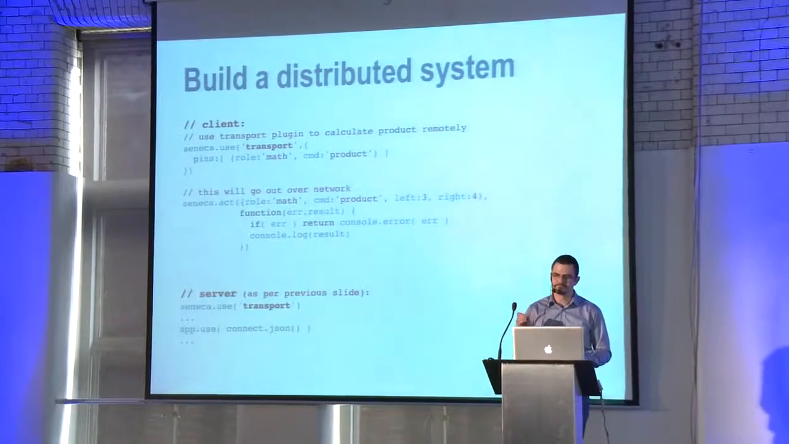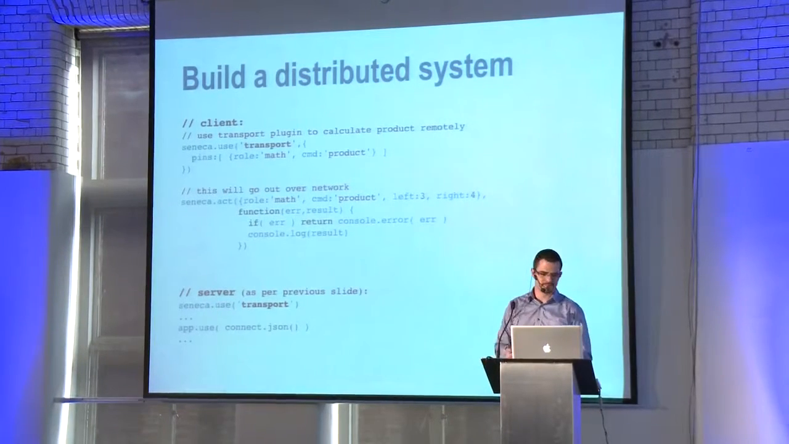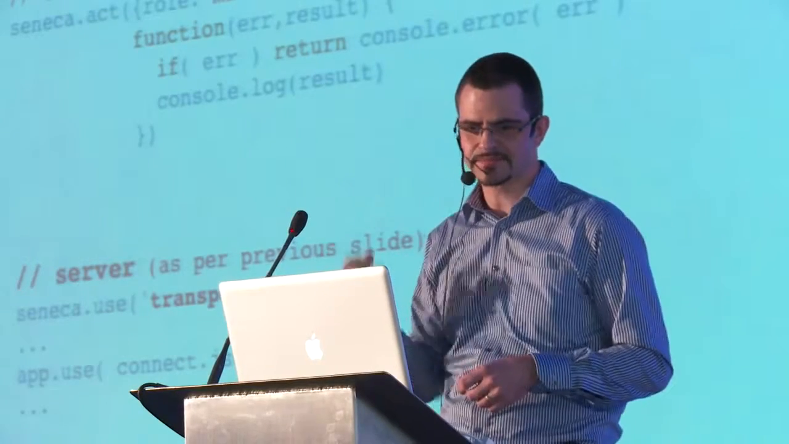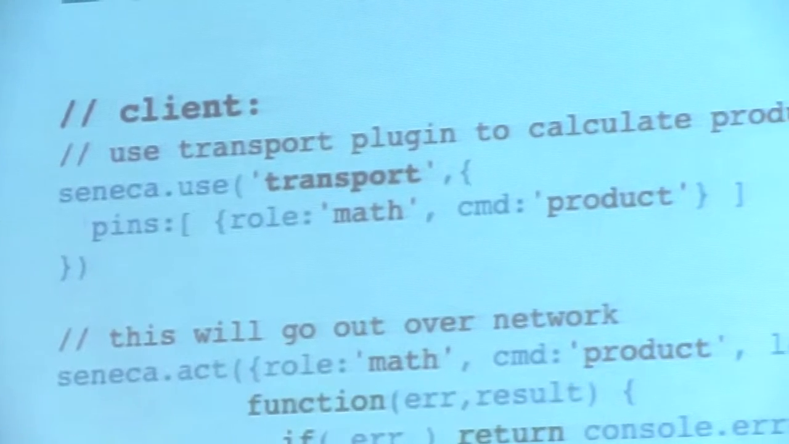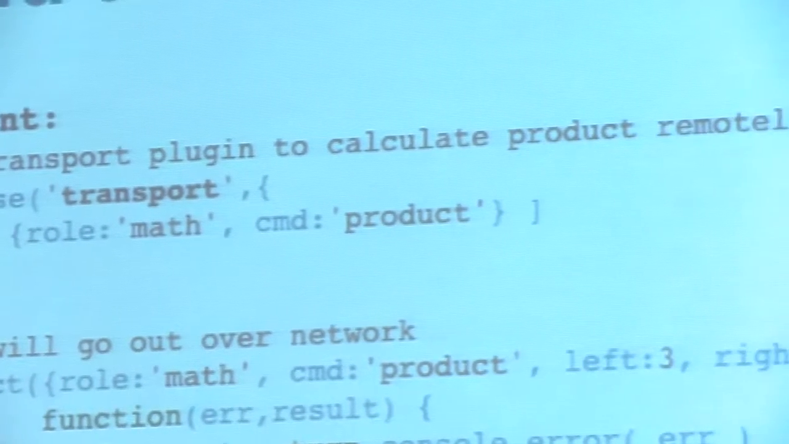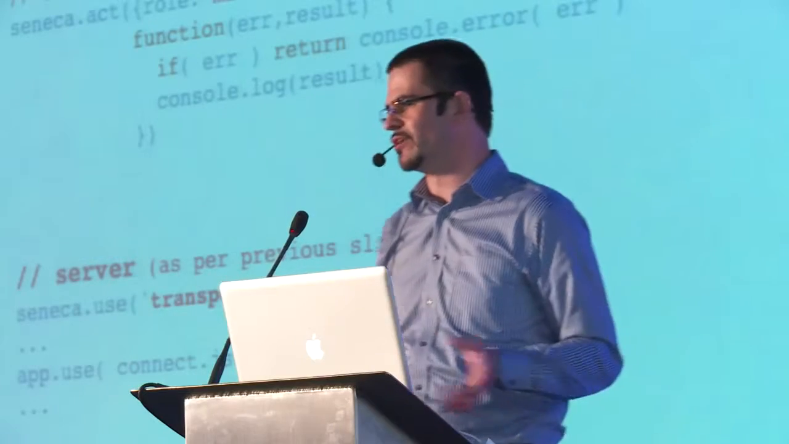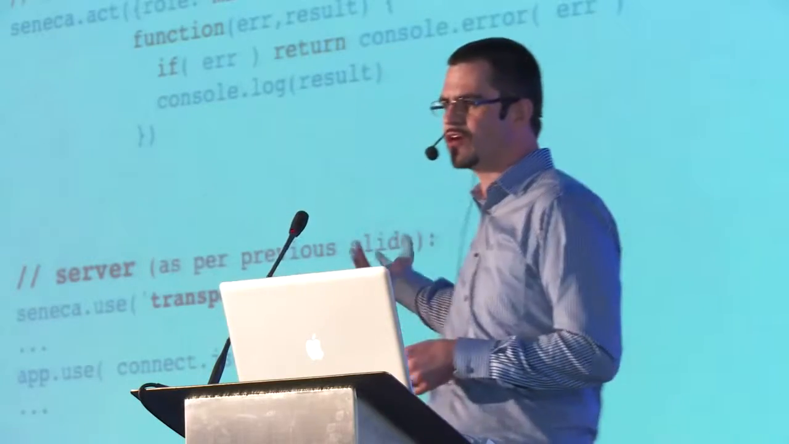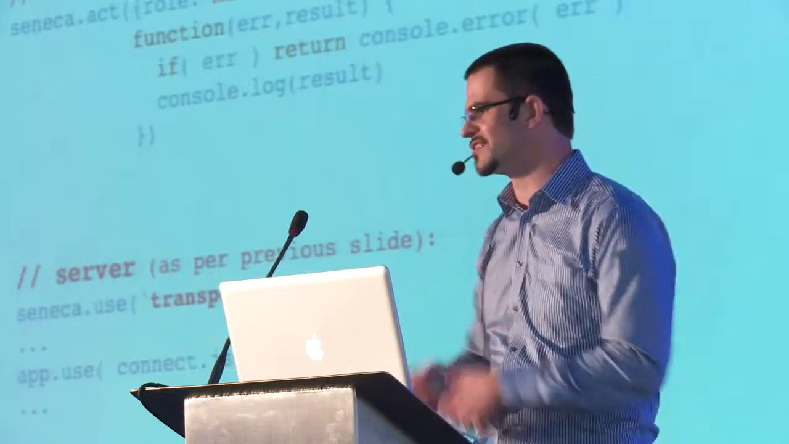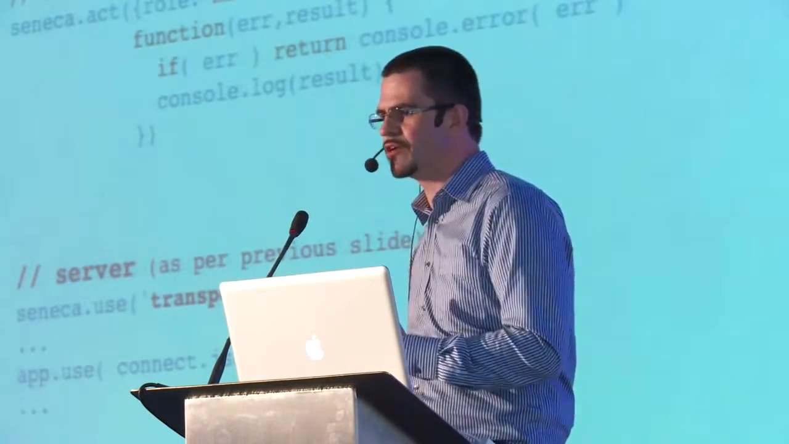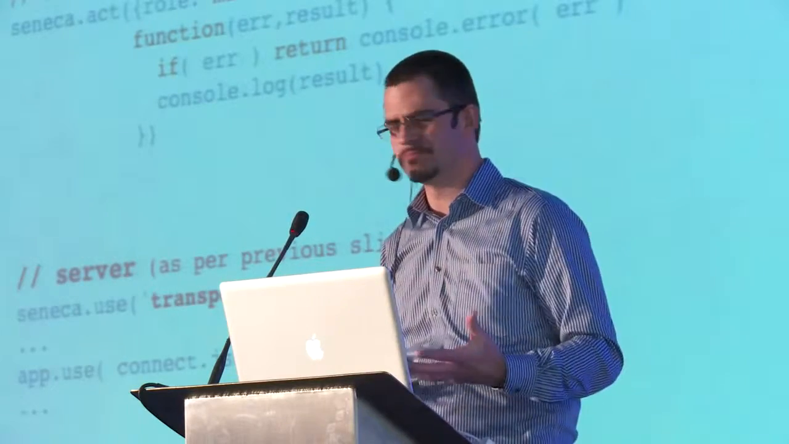Okay, let's build a distributed system. So on the client side, I'm going to rip out the definition of what math.product is. And instead, I'm going to say, use a transport plugin. And every time an action is requested, where the role is math, the command is product, go out on the network and look for it somewhere. And you can see my client code stays exactly the same. So if I wrote something, and a month later, I need to scale it up, I just delete the code lines, and I put in a transport, and I'm done.